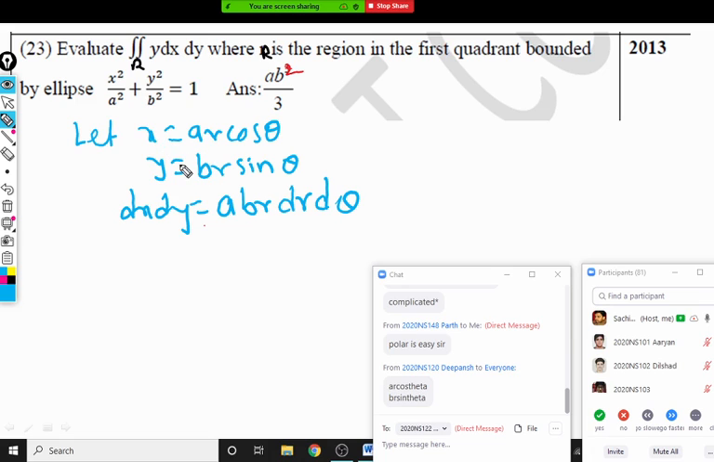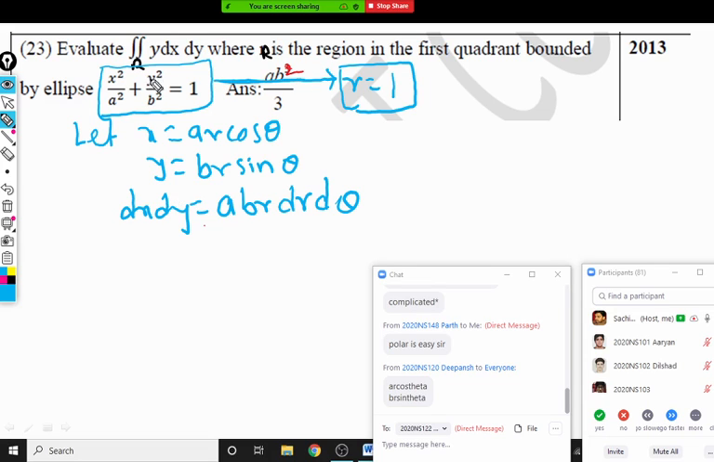Let me replace these values of x and y in this equation of the ellipse. If you replace the values of x and y in the ellipse, you will observe this becomes a square r square cos square theta upon a square. So a square gets cancelled, and you get r square cos square theta only. Similarly, here you get r square sin square theta. Again, r square comes common. Cos square plus sin square is 1. So you get r square equal to 1. So finally, this equation is converted to r equal to 1. Is it clear?